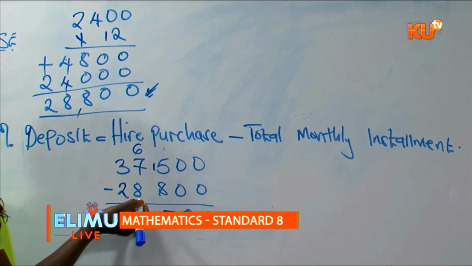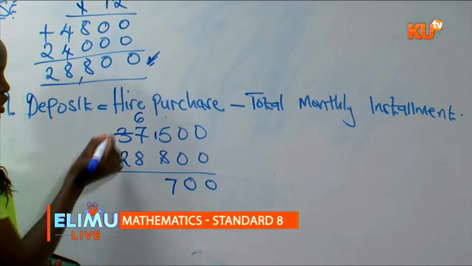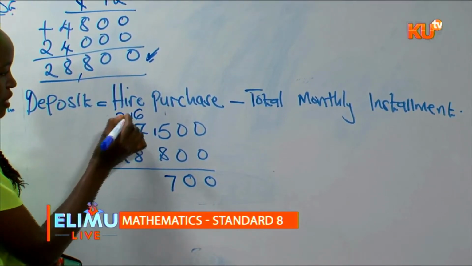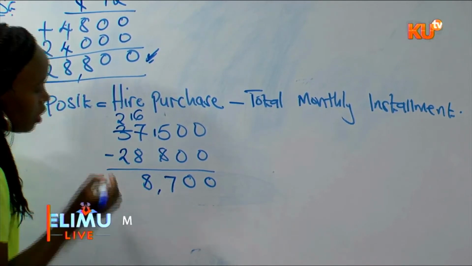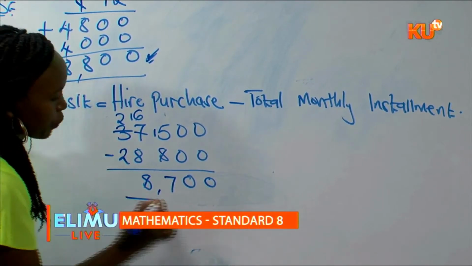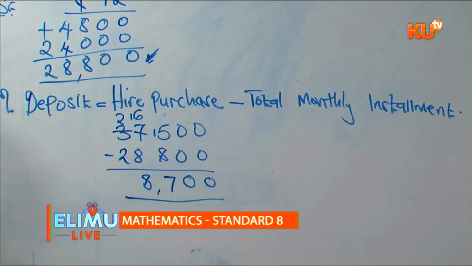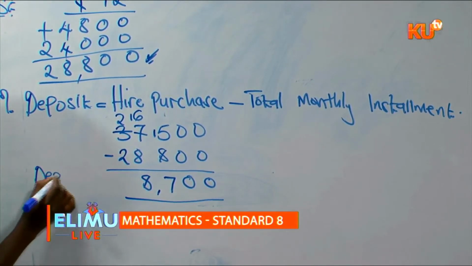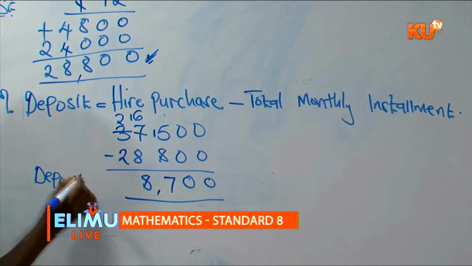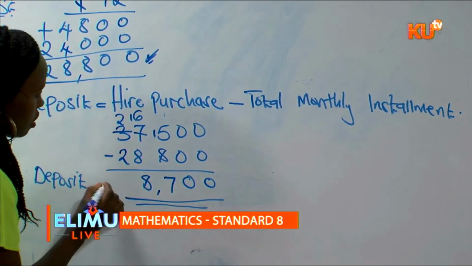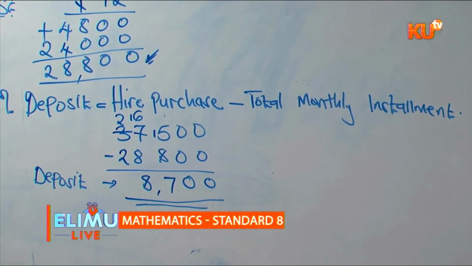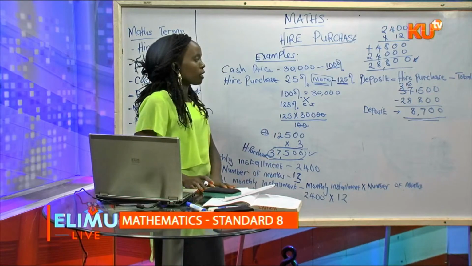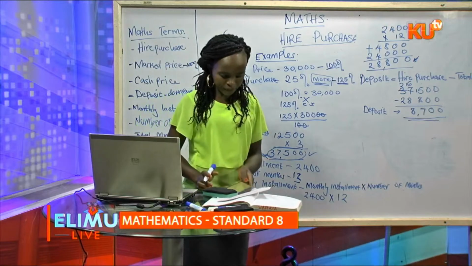6 minus 8, it is impossible. We borrow 1 from 3. We remain with 2. I have a 16 now. 16 minus 8 is 8. 2 minus 2 is 0. I have 8,700. 8,700 is the deposit, and that's what the question wants us to get. The question is asking about the deposit. So the deposit was 8,700.